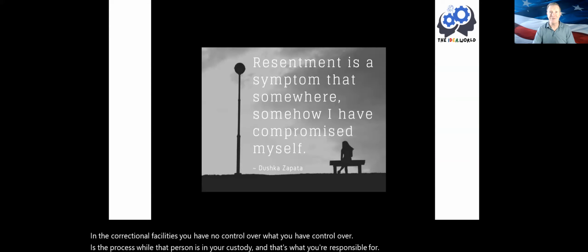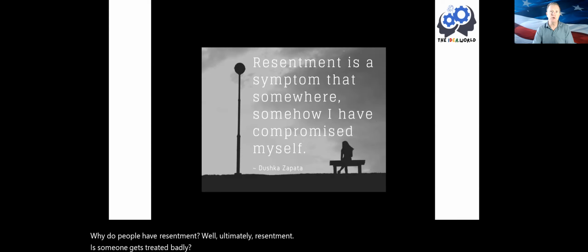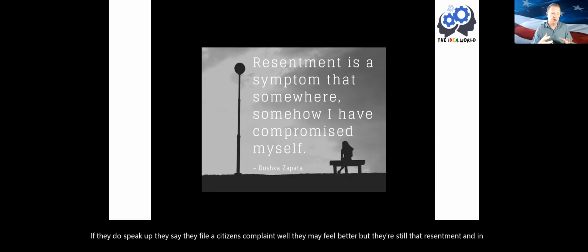Now, why do people have resentment? Well, ultimately, resentment is when someone gets treated badly, and they don't speak up, they don't say anything, that's when there's a large feeling of resentment. If they do speak up, say they file a citizen's complaint, well, they may feel better, but there's still that resentment in that they didn't speak up sooner. They didn't speak loudly enough. They didn't say the right things. All these thoughts run through their head because ultimately they're still not satisfied with the outcome.